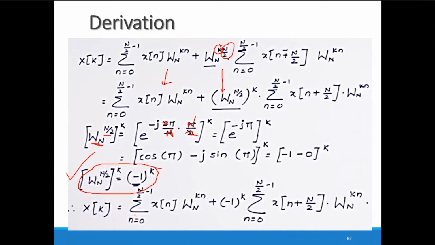So after getting the answer minus 1 raised to k, the equation is now simplified to x of k, first term as it is. In the second term, for this twiddle factor, we write the value minus 1 raised to k sigma n equal to 0 to N by 2 minus 1 x of n plus N by 2 into omega N raised to kn. All of you clear about this simplification or having any query?